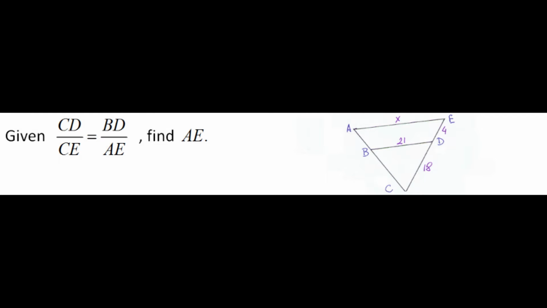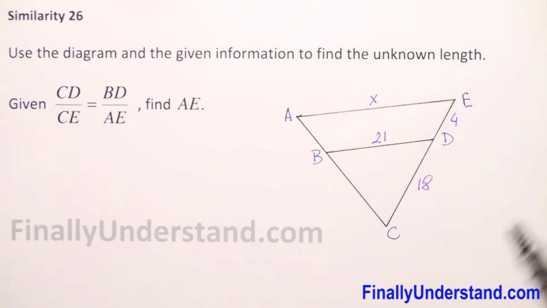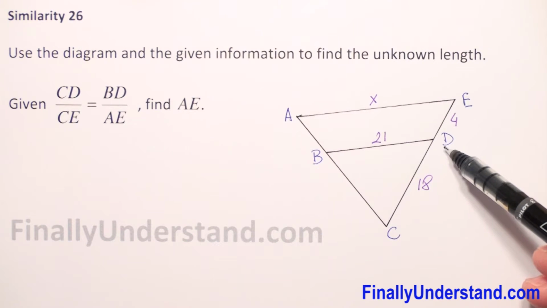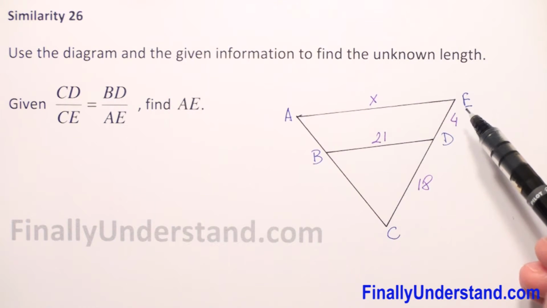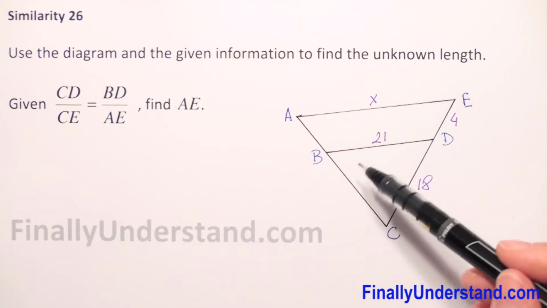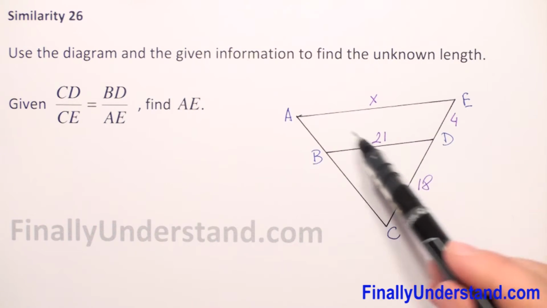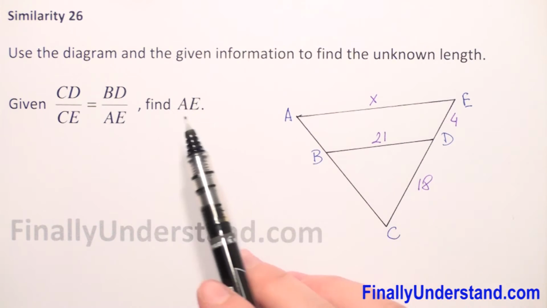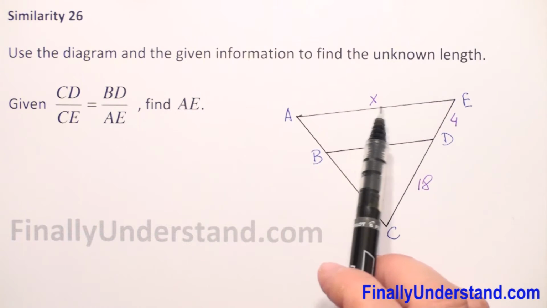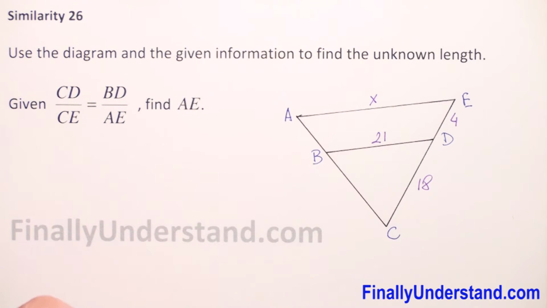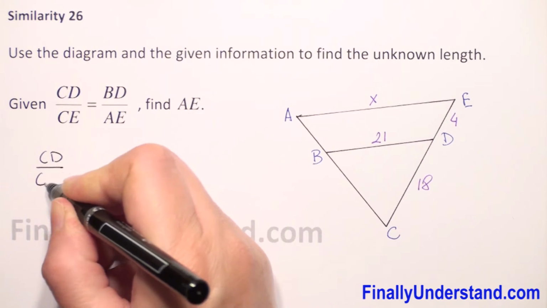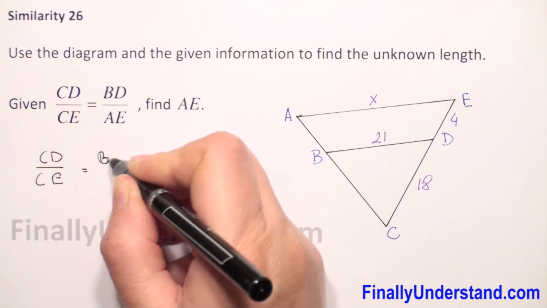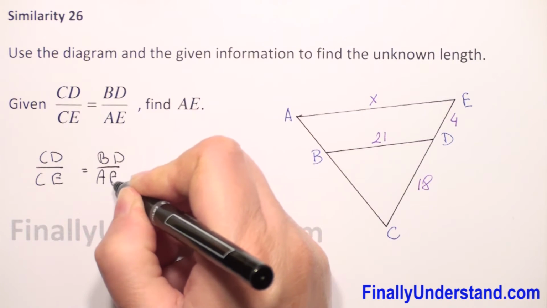Use the diagram and the given information to find the unknown length. We have that CD to CE is equal to BD to AE. Our unknown is AE, so our x. So let me rewrite our proportions. CD to CE is equal to BD to AE.